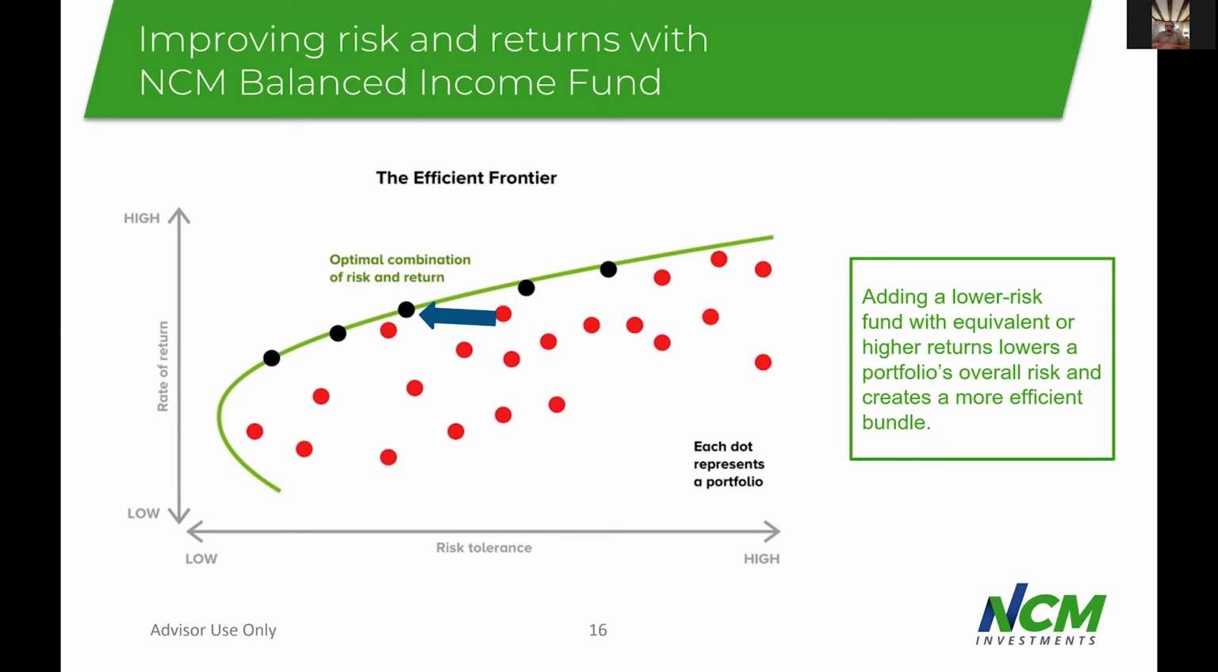And I'd also add that even adding this fund to a bundle with other balanced funds would have the result in moving that client bundle out towards the green curve line, which again, is the efficient solution, showing your best amount of return for the risk that's embedded in the portfolio.